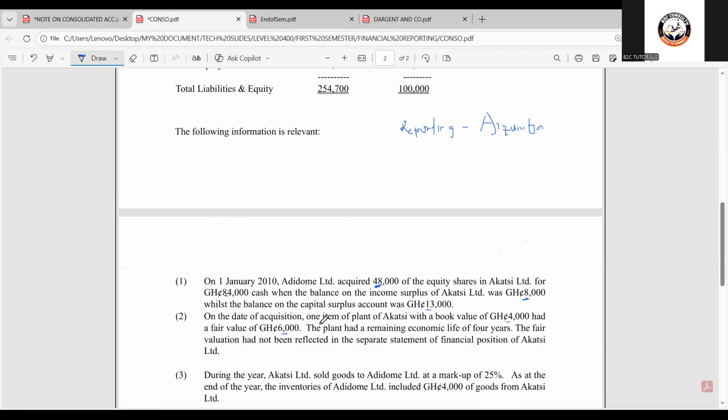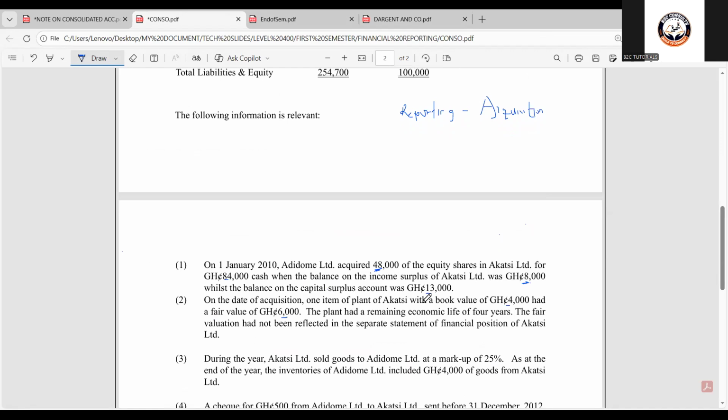So here we have been told the book value. This is what we recorded, but we were supposed to have recorded 6,000. Since we have already recorded 4,000, we don't need to go and record the whole 6,000, but we need to record the adjustment. Now that adjustment, like I said, would affect the split account at both acquisition and at year end.